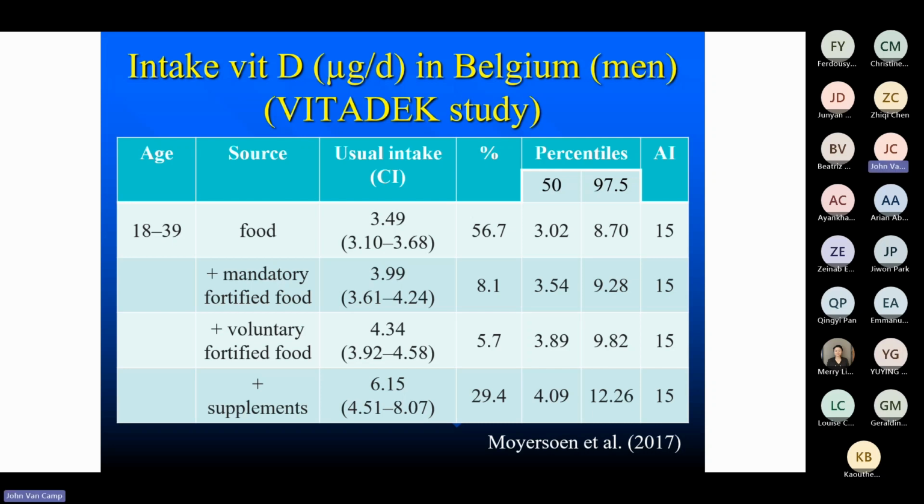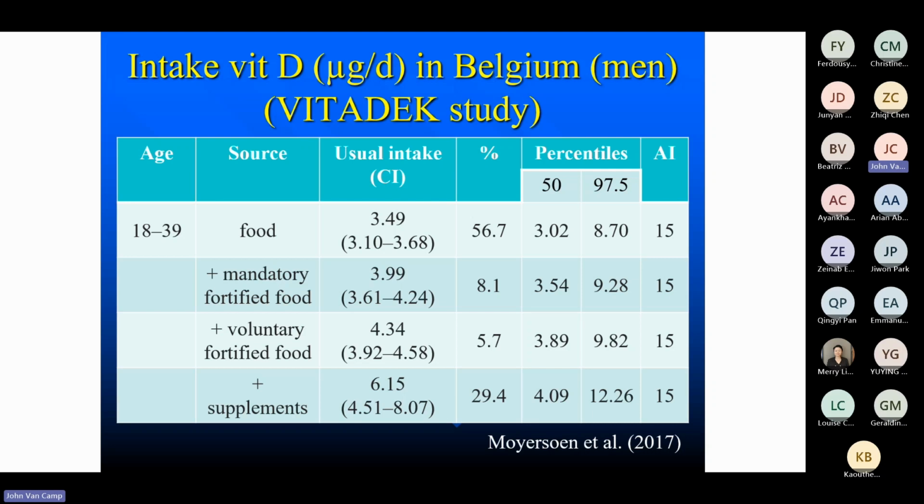So we talk about men here between the age of 18 and 39 years old, so young adults. You see 4 sources by which the vitamin D comes in. So either by the food, either by mandatory fortified foods. A good example is margarines. Margarines are an alternative product for butter. Butter contains, from a natural point of view, vitamin D. So the producer of margarines, which are plant-based foods, needs to add vitamin D to the margarine to compensate for that. And that's called a mandatory fortified food.